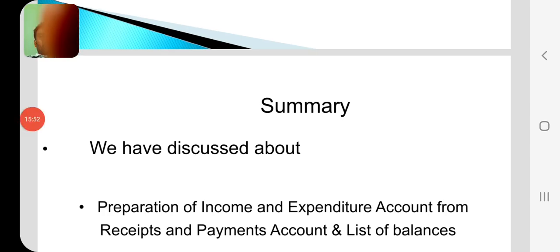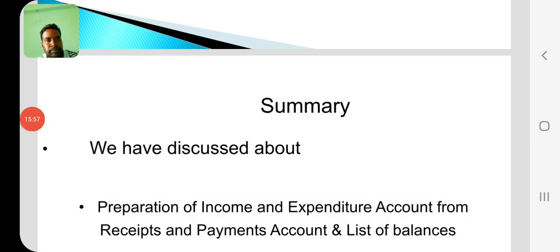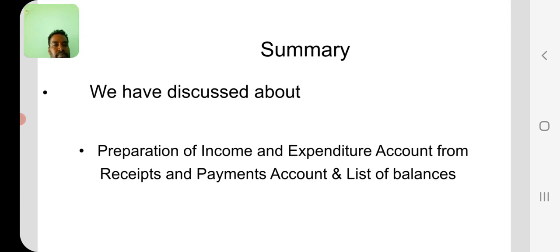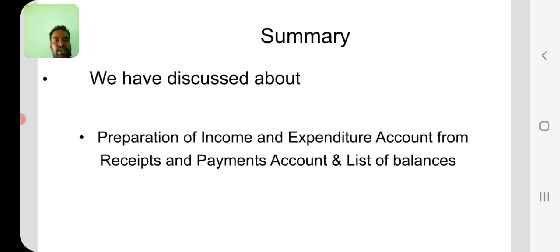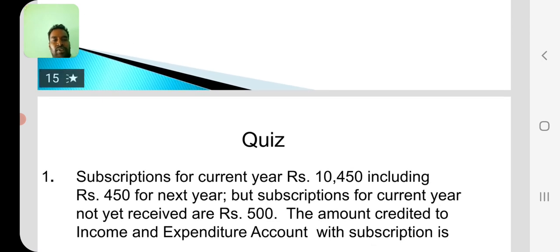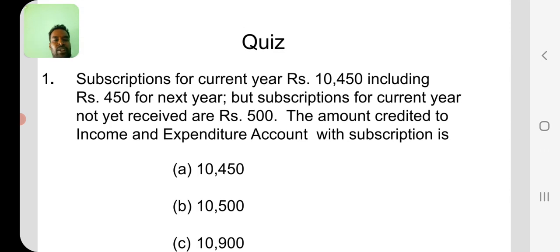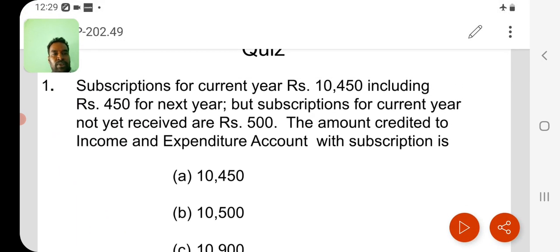Okay. Next, summary. We have discussed today the preparation of income and expenditure account from the receipts and payments account and list of balance sheet items. So here are some quizzes. We have to answer them.